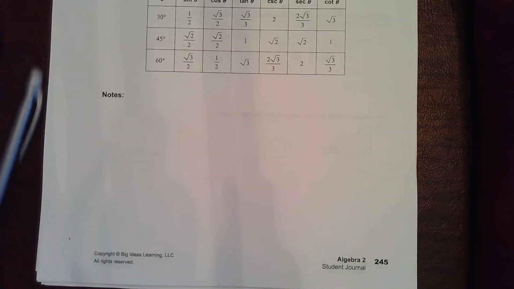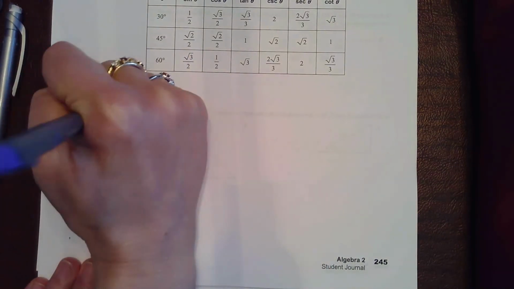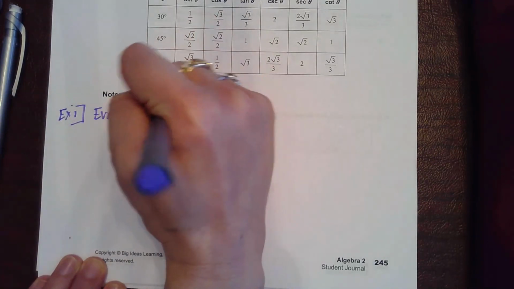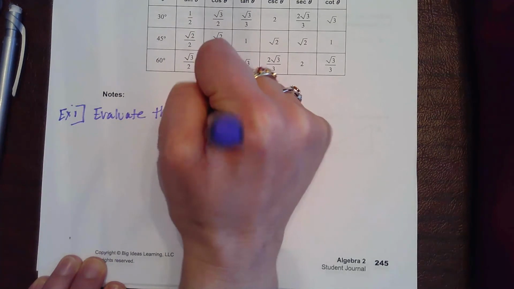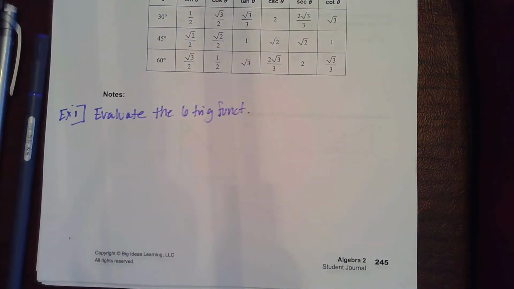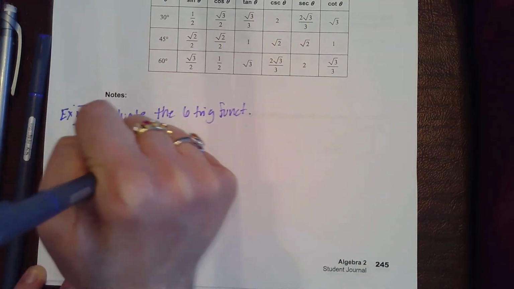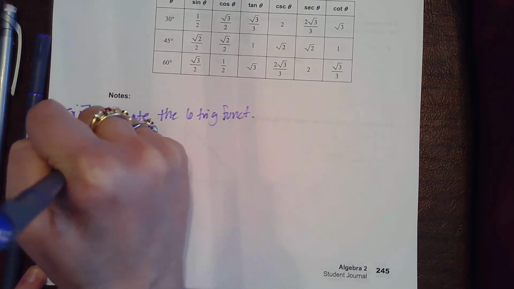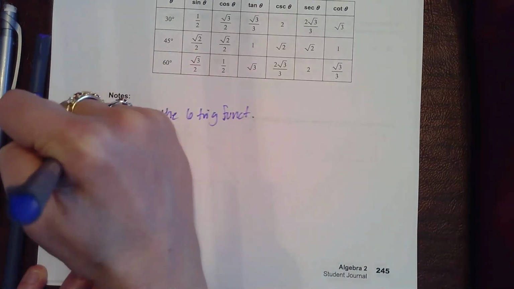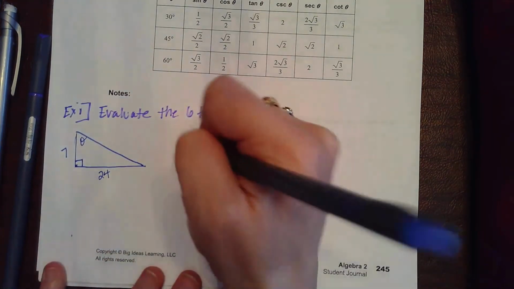I want to go over a couple different examples. So example 1 will say something like, evaluate the 6 trig functions. So there are 6 trig functions, right? Sine, cosine, tangent, cosecant, secant, and cotangent. So I'm going to give you a right triangle. And I'm going to tell you this is theta, and I'm going to tell you this is 24, and I'm going to tell you this is 7. And that's all I'm going to give you. I'm going to ask that you find the 6 trig functions.